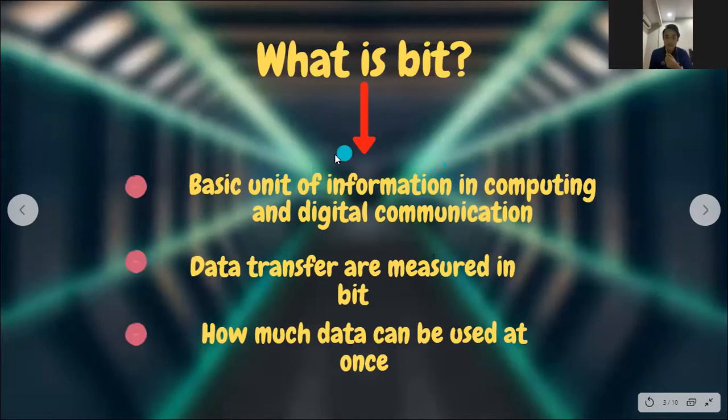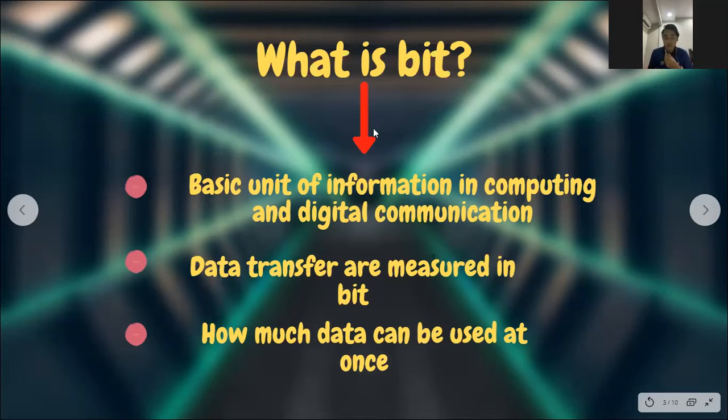What is a bit? A bit is the basic unit of information in computing, and it influences the efficiency of the system. It also determines how much data can be used at once. Data transfer is also measured in bits. And extra information about bits is that they use binary numbers, which consist of 0 and 1. So 1 bit is equal to 1 unit.